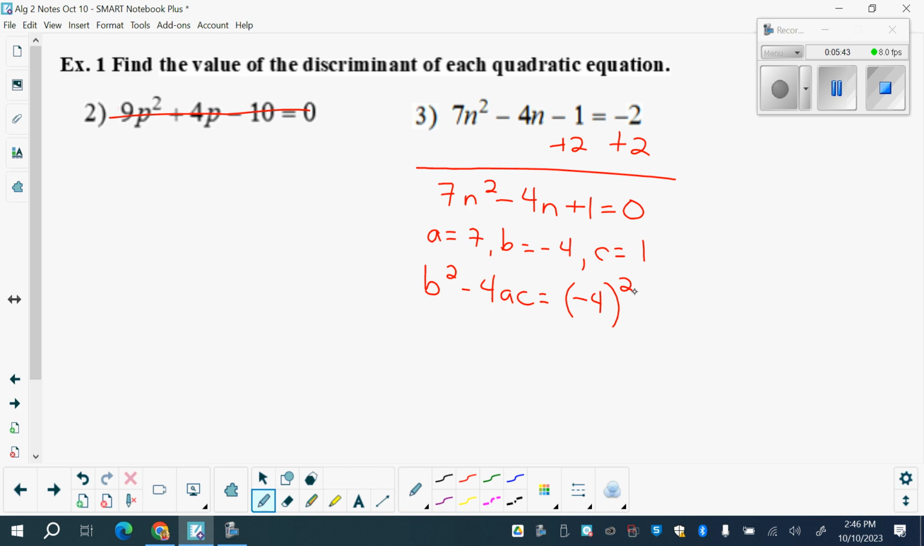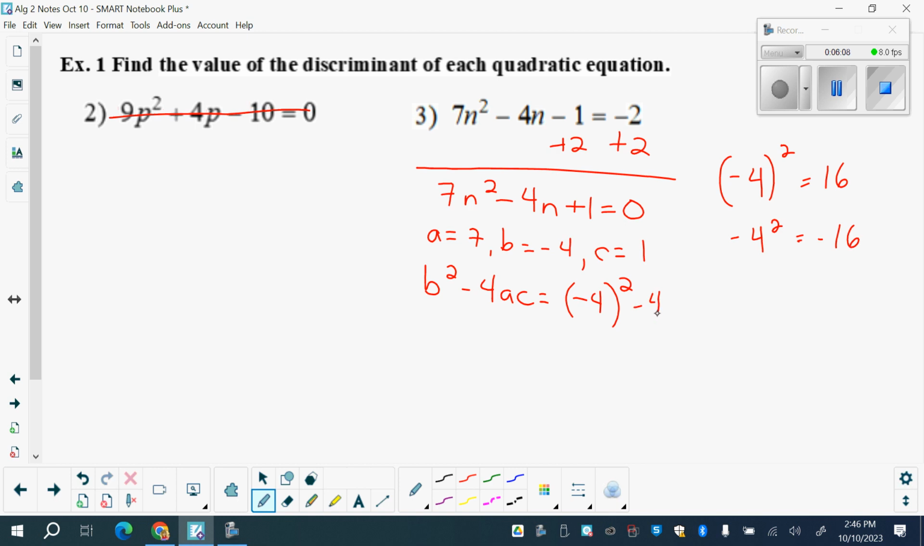So let's talk about this. Is -4 squared and (-4) squared, are those the same thing? They're not. This one gives me 16, and this one gives me -16. I need to take the square of B, which is -4, so I have to put parentheses around that. So make sure you're putting parentheses around that.